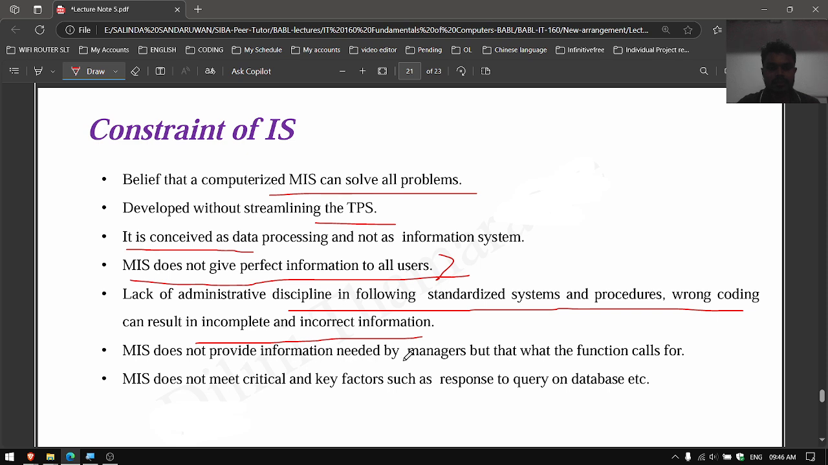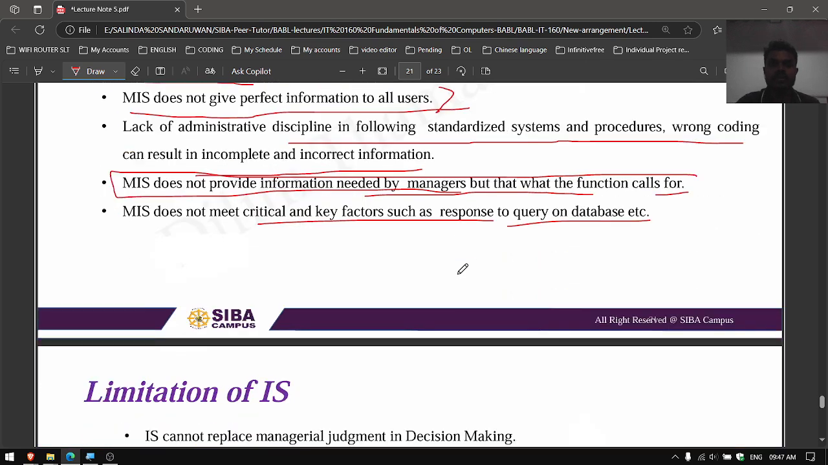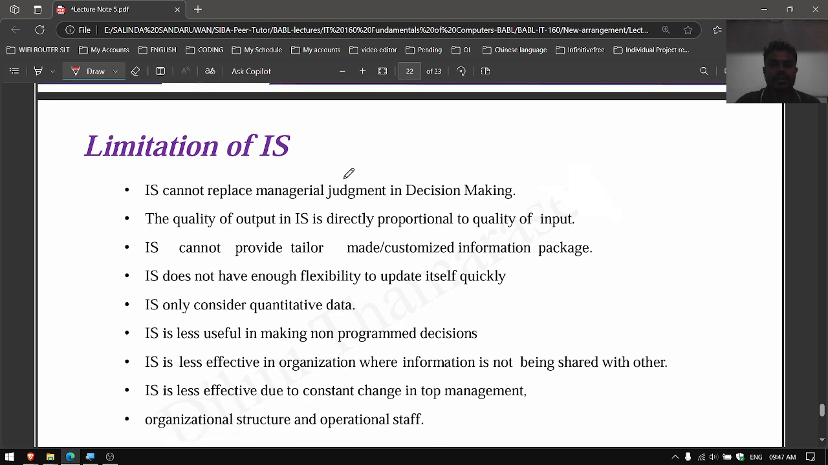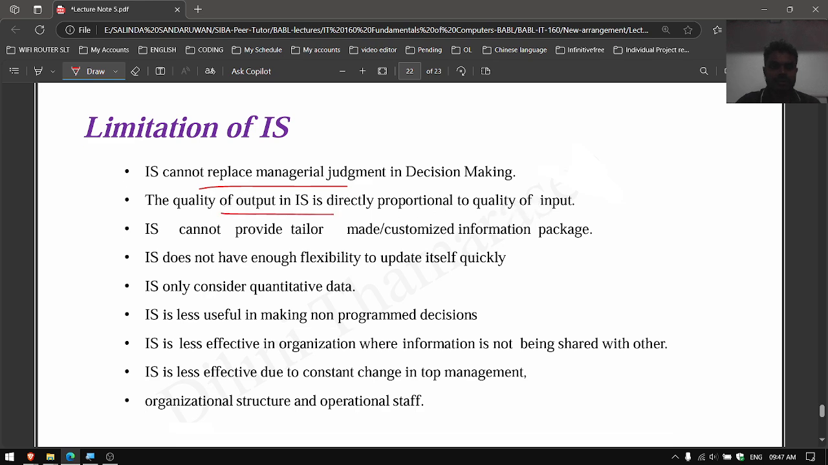MIS does not provide information needed by managers, but what the function calls for, because the managers need more descriptive answers, but you can't get those things using the information system. It does not meet critical and key factors such as responding to queries on the database, etc. You can't ask custom questions, and again another limitation, it can't replace human managers' decision making. Quality of output is not guaranteed.